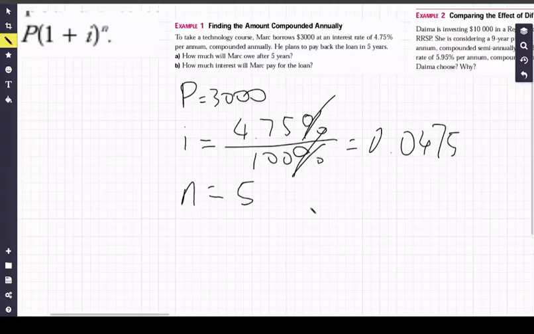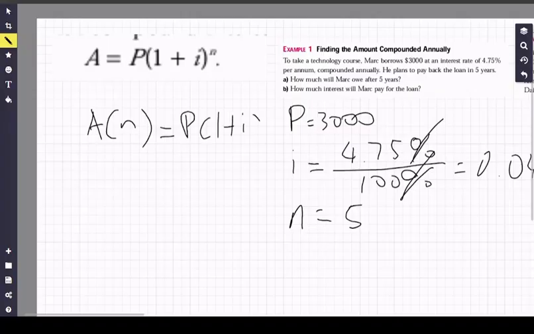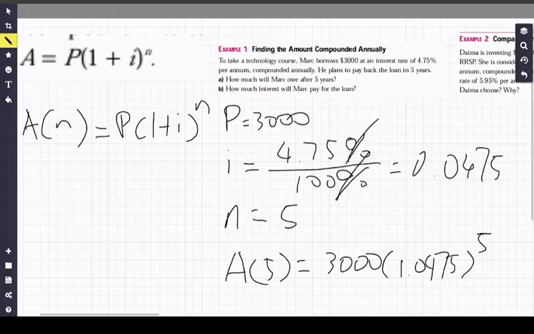Let's go ahead and plug it in. Note that in our case, they represented A as just a letter, but in reality, we could always look at it as A at n years. Right now we have a function notation. So let's plug this in. A at 5 is going to equal 3,000 multiplied by 1.0475 to the 5th power. You can calculate that. I will also calculate that actually, times 3,000. So he is going to owe.